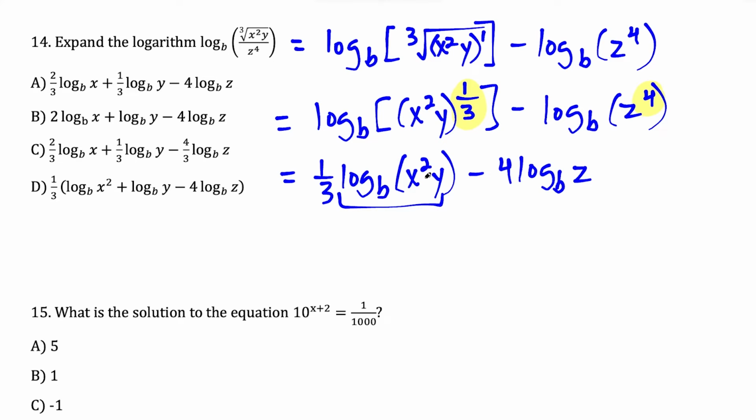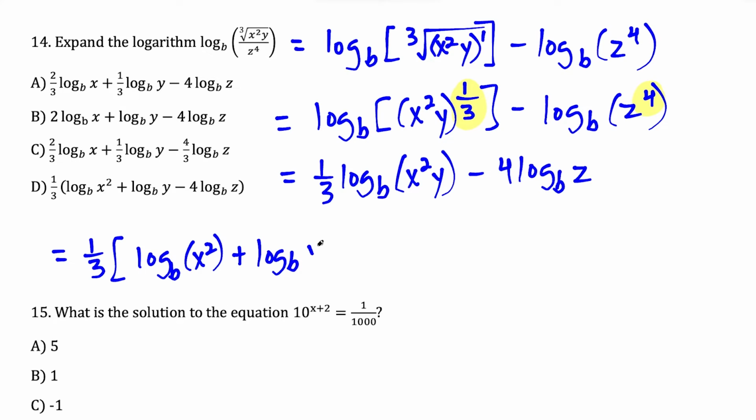So then from this step, what we're going to do is apply the sum property to this log. Notice we have multiplication on the inside. We have x squared times y. So I'm going to apply that property. I'll write it over here. We're going to have 1/3, and now we have log base b of x squared plus log base b of y. And then we have minus 4 log base b of z.